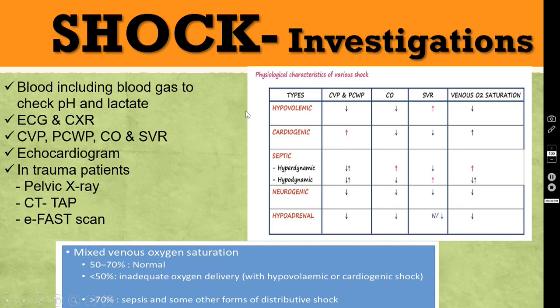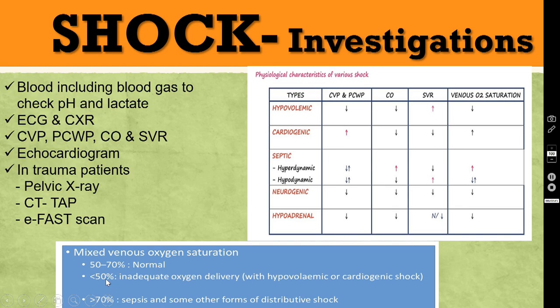Okay, there are some physiological characteristics for various types of these shocks. If it is hypovolemic shock, you have to record the CVP, pulmonary capillary wedge pressure, cardiac output, and systemic vascular resistance. Another most important thing is venous oxygen saturation. That also you have to record. This is what is called mixed venous oxygen saturation. The normal is 50 to 70%.